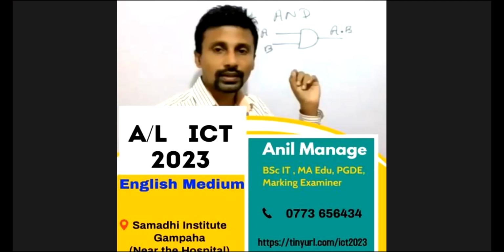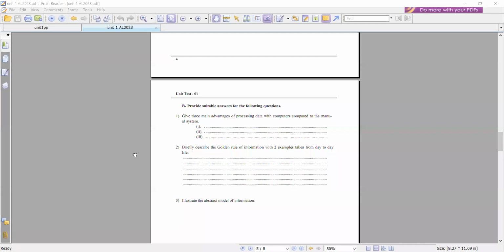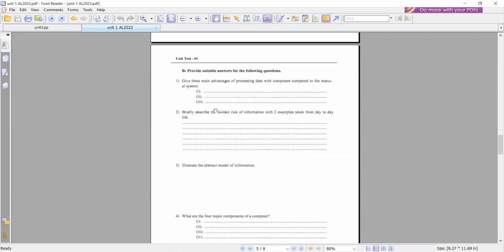Other than that, you can take as an example the highest marks of a given subject, maybe ICT, the highest marks of the first term. So when it comes to the second and third term, it becomes normal, right? So those things you can take as examples.